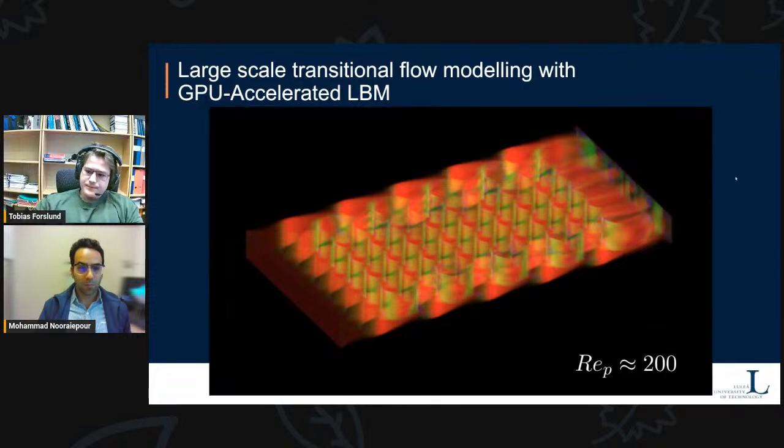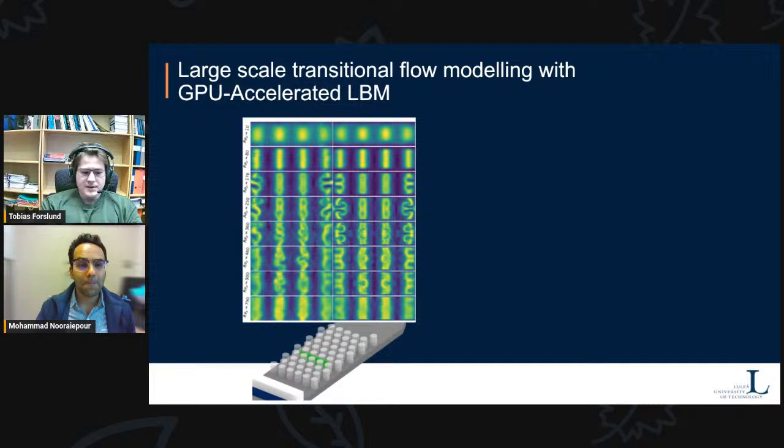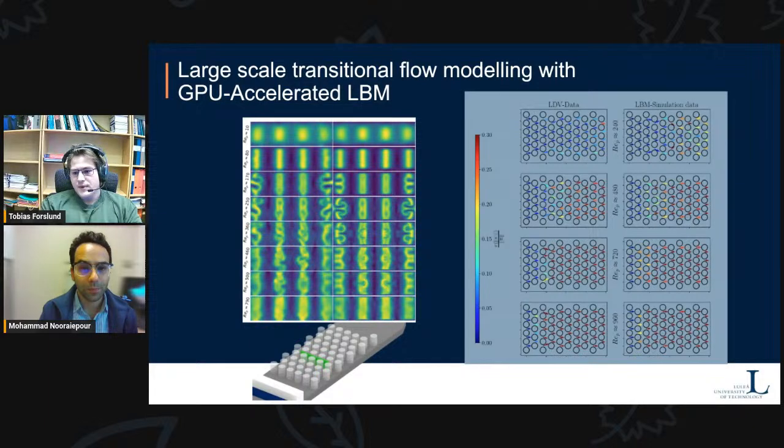And compared with the experiment, you can see that we're getting similar behavior, although not exact. And I mean, measurement errors and slight inlet deviations are of course to be expected. So there is nothing strange about this. So both for the laser Doppler velocimetry and for the LBM simulations, we are getting fairly good agreement.